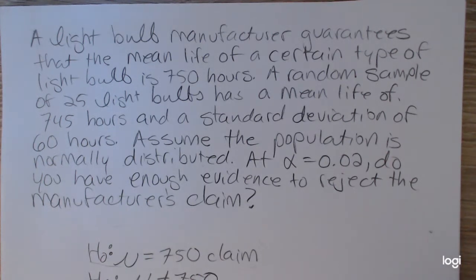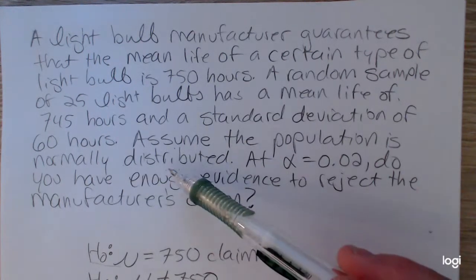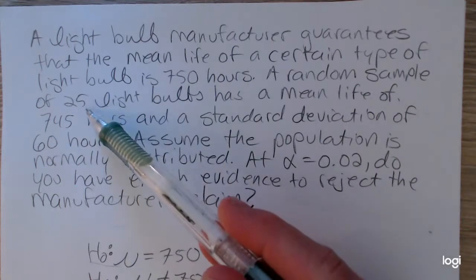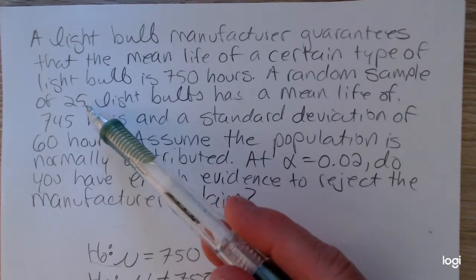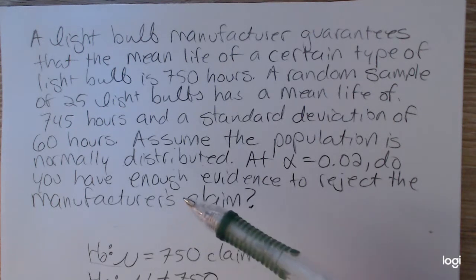The conditions are met to use the t-test. Because we're told to assume the population is normally distributed and our sample size is less than 25, we can go ahead and find our standardized test statistic, which will be a t-value.